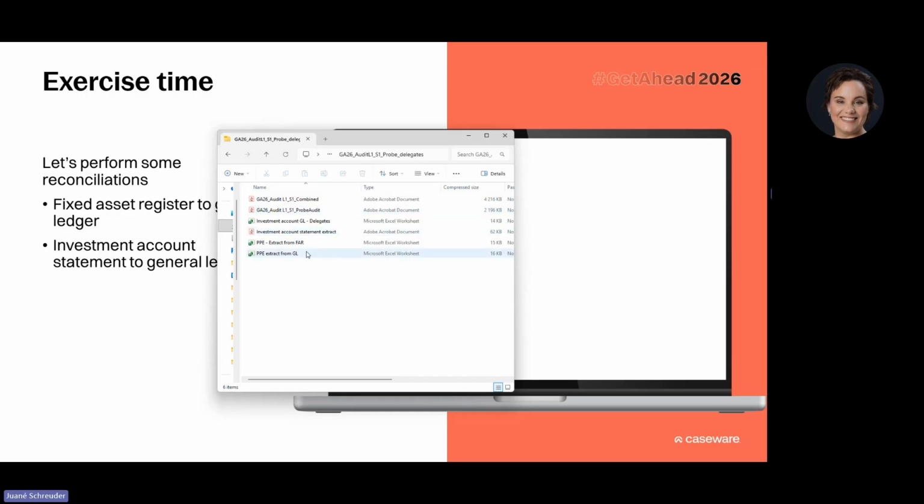What I want us to have a look at is the investment accounts documents. So firstly, we've got investment accounts GL delegates, and then investment accounts statement extract. So from your folder, just open up those two documents. We can then work in them.